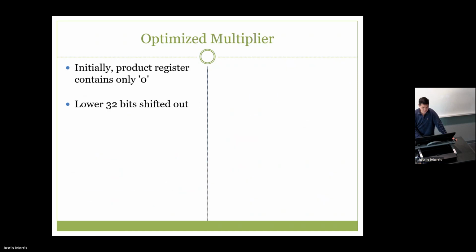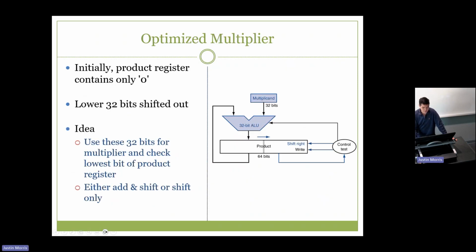Okay. So again, this is the overview of it. So initially, the product register is going to contain all zeros. The lower 32 bits of the product register that are all zeros will be shifted out. And we'll keep getting our product shifting in from the right.